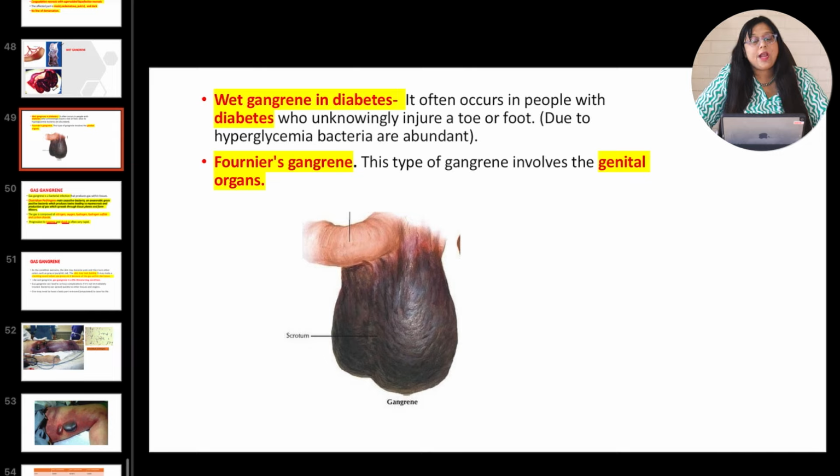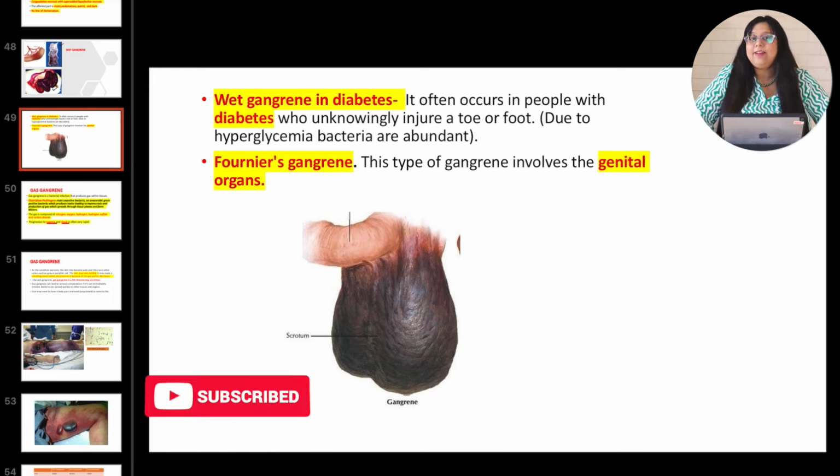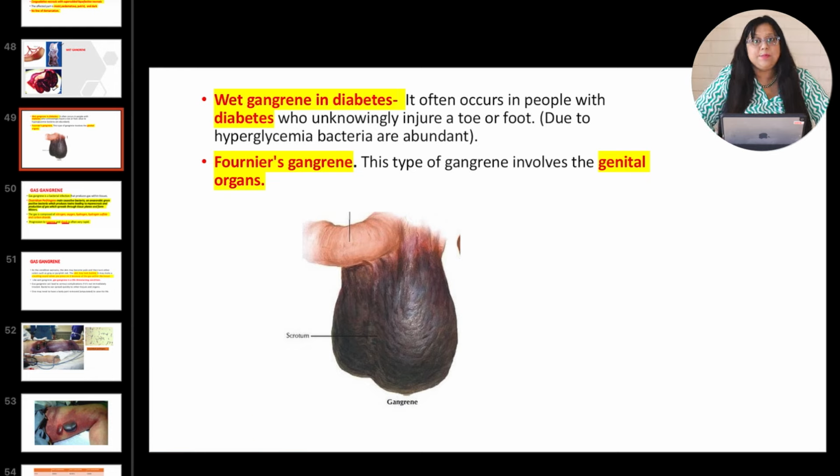In patients who have diabetes, when they injure their toe or foot, there could be development of wet gangrene. Always remember, as I have told you, that dry gangrene generally affects the limbs. But in diabetes, the gangrene which develops on injury to the foot or the toe is wet gangrene.